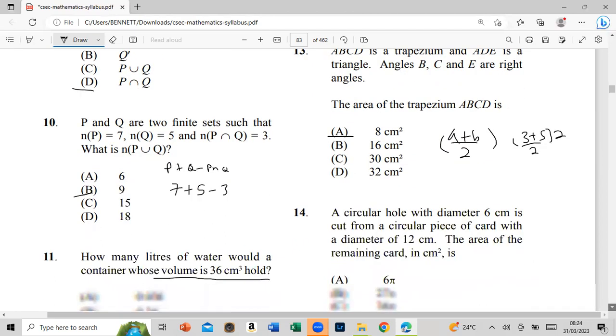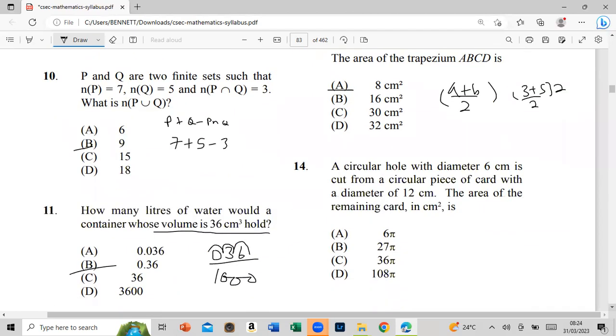A circular hole with a diameter of 6 centimeters is cut from a circular piece of cardboard with a diameter of 12 centimeters. The area of the remaining card in cm is... I'm trying to draw this because I don't even understand what it is. A circular hole with a diameter of 6. So the circular hole, the diameter 6. The very first thing you have.